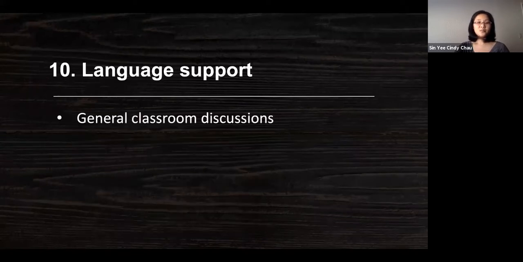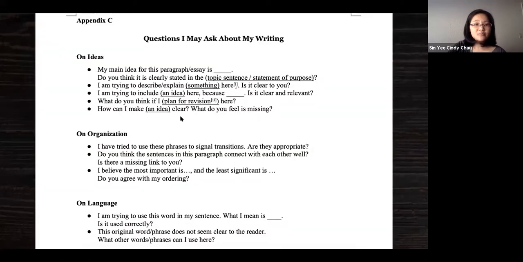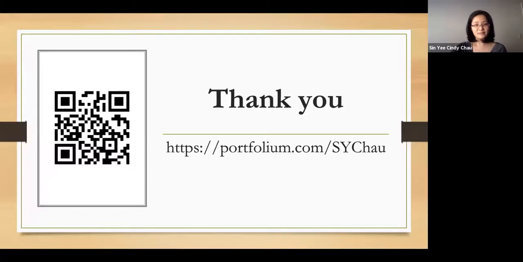And finally, language support. We can teach students how to discuss in the classroom, not only about writing, but also how to give opinions, ask for clarification, and ask for help. For writing-specific questions, we can provide them with questions like this. I divide the questions into several sections like ideas, organization, language, and feedback. So they can even use these sentences as help. For example, my classmate suggested this, but I'm trying to do this. Should I? And then talk about the revision. It's hoped that in this way they can think about their writing or the feedback more carefully.